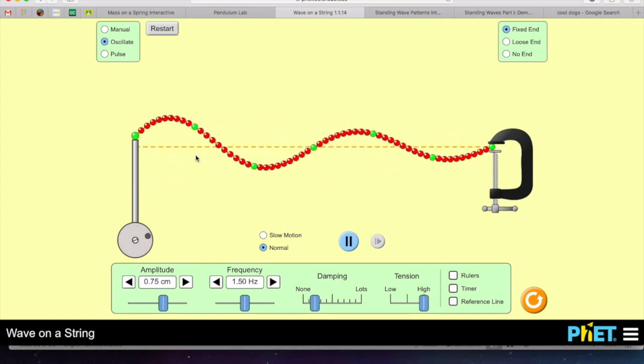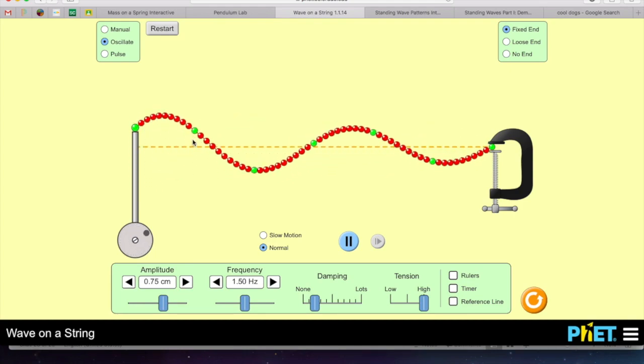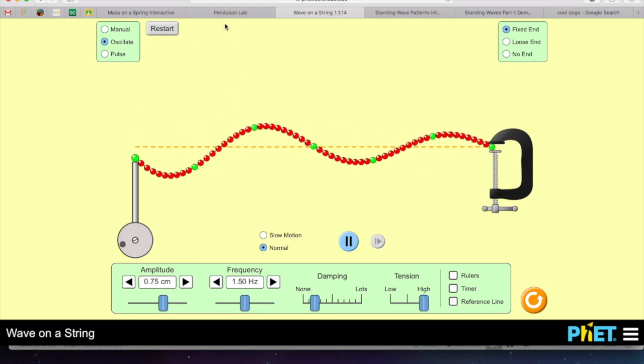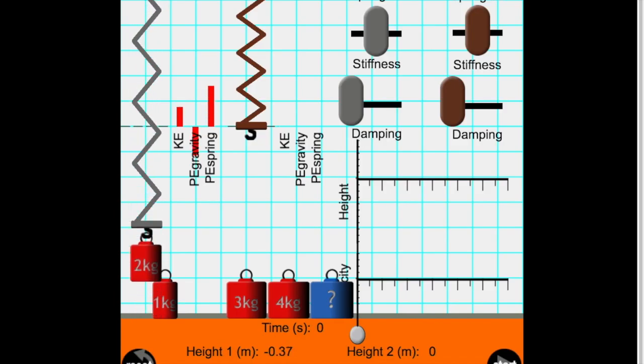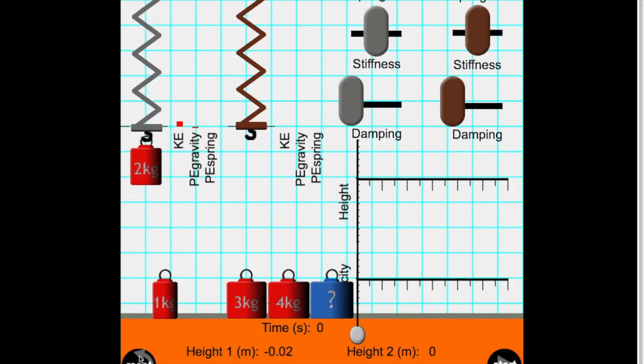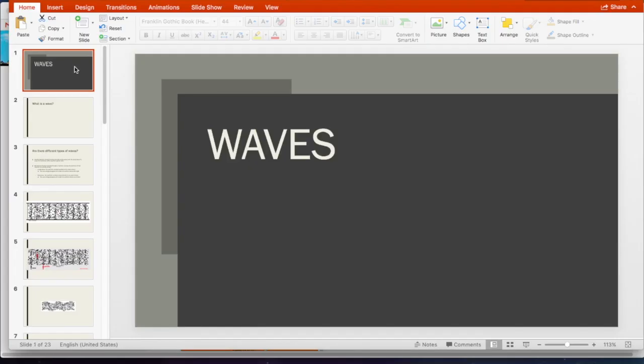Keep your eyes on just one of these green particles of the string. You can see that it's very simply just going up and down. The pendulum from earlier was swinging back and forth. The spring was bobbing up and down in a rhythmic patterned way. All of these things are united in the fact that they have oscillations, they have oscillatory motion, and they can all be described using the single phenomenon of waves.